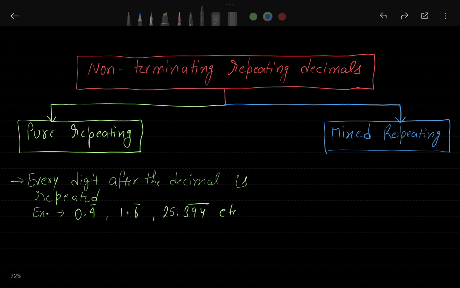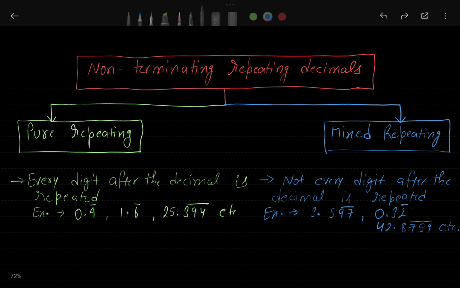Now what about mixed repeating decimals? In a mixed repeating decimal number, not every digit after the decimal is being repeated. For example, you can see 3.597. There are 3 digits after the decimal, that is 597, but out of these 3 only 2 are being repeated, that is 97 is being repeated, whereas 5 is not being repeated. So this is an example of a mixed repeating decimal number.